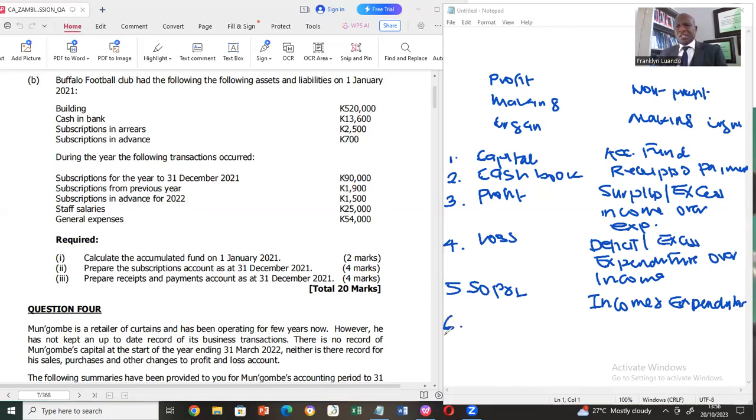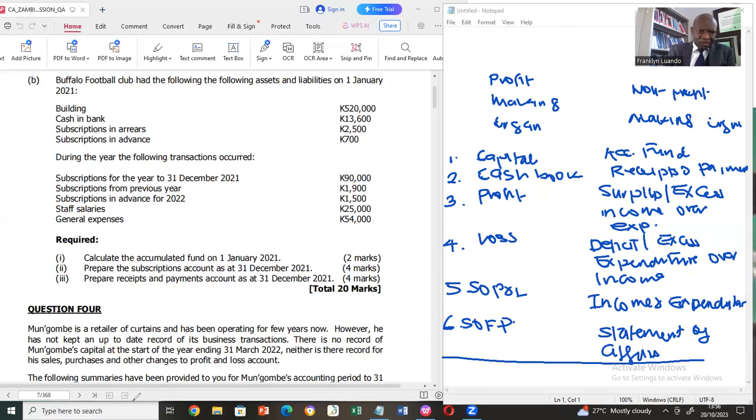Six, not-for-profit-making organizations prepare a statement of affairs. Profit-making organizations prepare a statement of financial position. So basically, these are the terms which you need to understand when you are dealing with not-for-profit-making organizations. So now, let's look at subscriptions in detail.